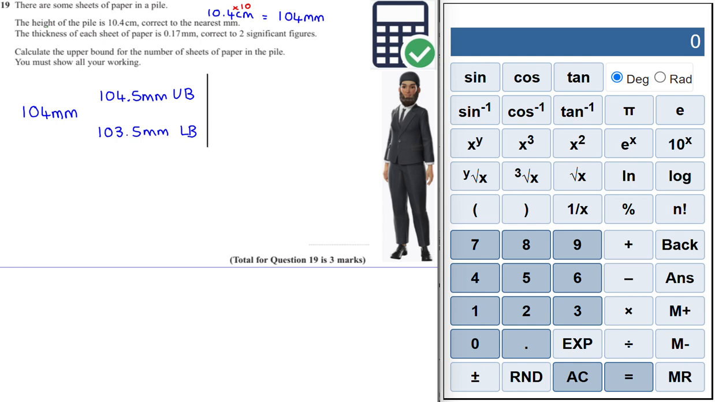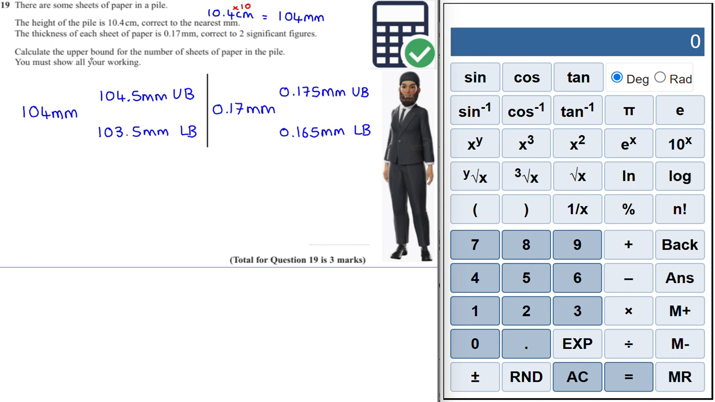and then we're looking at the thickness. The thickness of each sheet of paper is 0.17, so let's write that down. That will be 0.17 millimeters. That's the two significant figures, so the upper bound is going to be 0.175 millimeters, and that will be the upper bound. And the lower bound will be 0.165 millimeters.